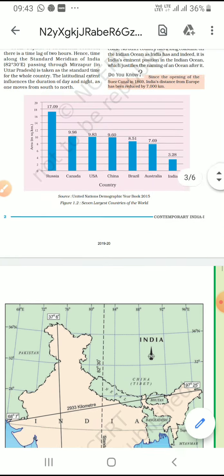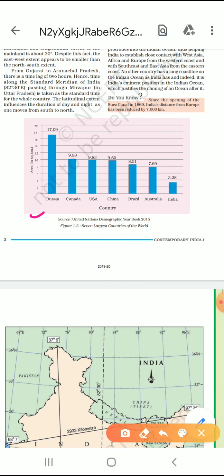Move on to the first table. Let's see. Russia, Canada, USA, China, Brazil, Australia and then India. So India is the 7th largest country in the world and it has a land boundary of 15,200 kilometers.